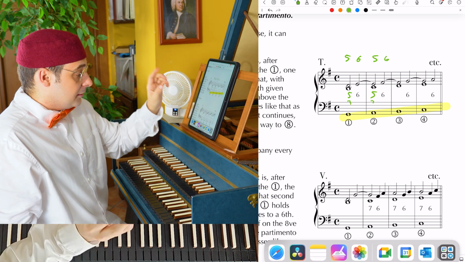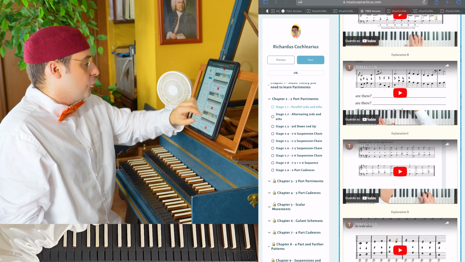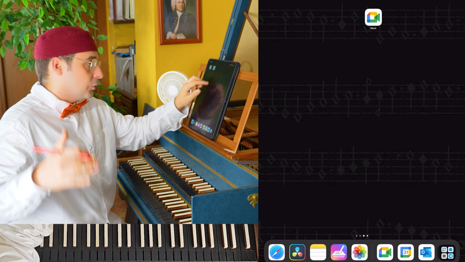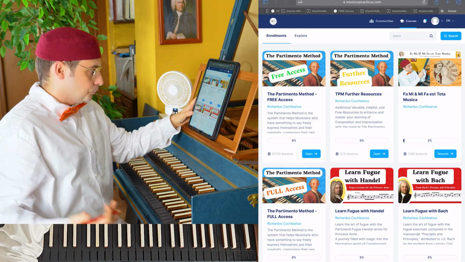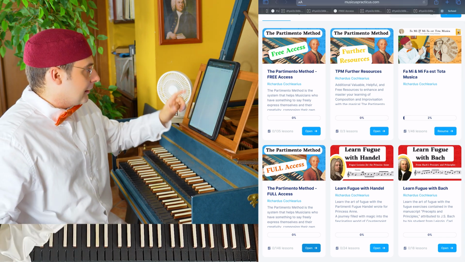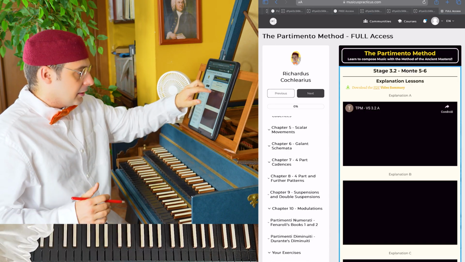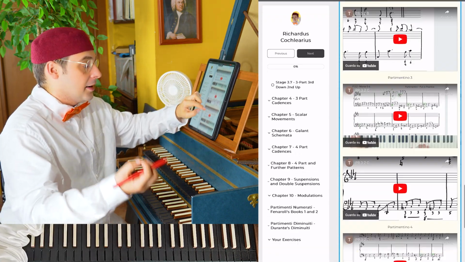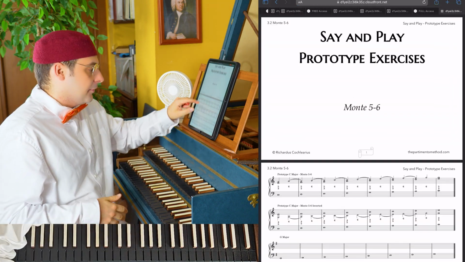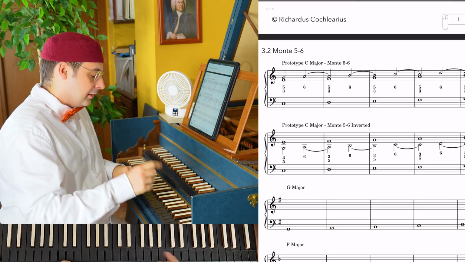And this is very important, for example, because we have an entire stage where you can learn all these things, called, for this reason, Monte 5, 6. In the Partimento method, let's go to the full path and let's see where it is. It is stage 3.2, Monte 5, 6, and as you can see, it's a very beautiful pattern with which you can practice a lot. For example, we have a bass line, which can also be inverted, so with a voice in parallel thirds in the top.